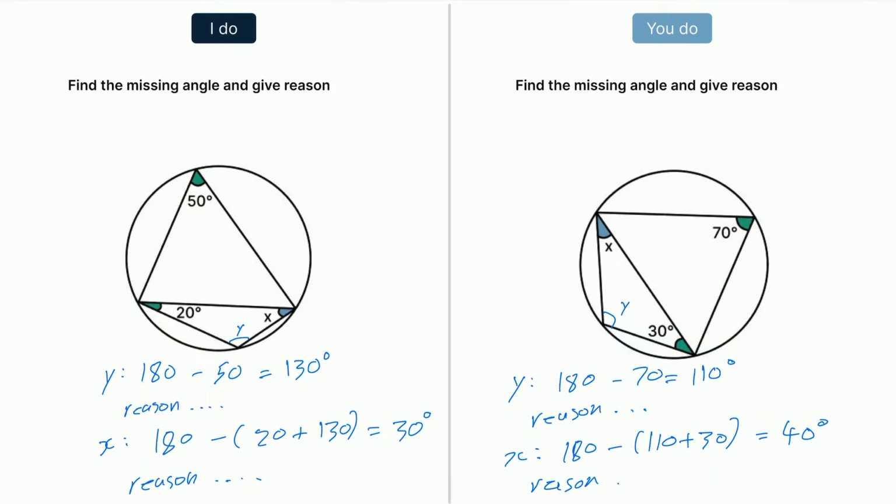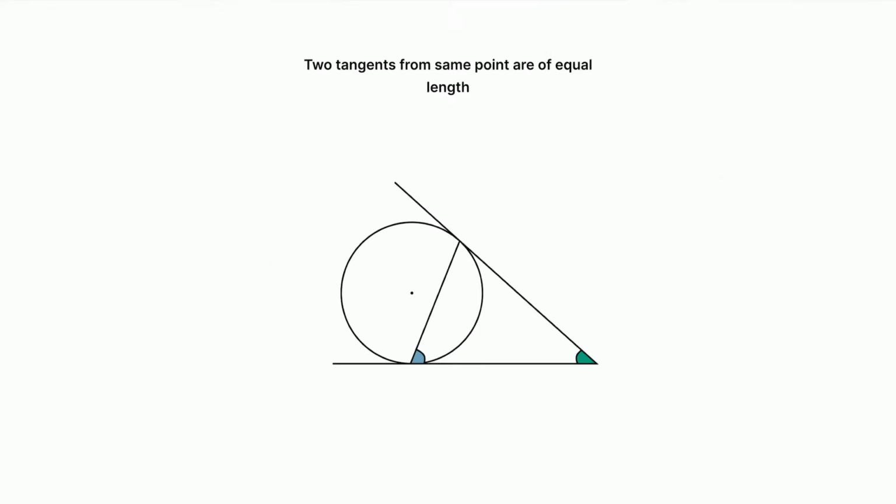And your reason is because angles in a triangle add up to 180. Now, moving on to the next one, two tangents from the same point are of equal length. Now, what's key here is that it's from the same point. That is key. So these two tangents are drawn from the same point. If they're drawn from the same point, they're of equal length.